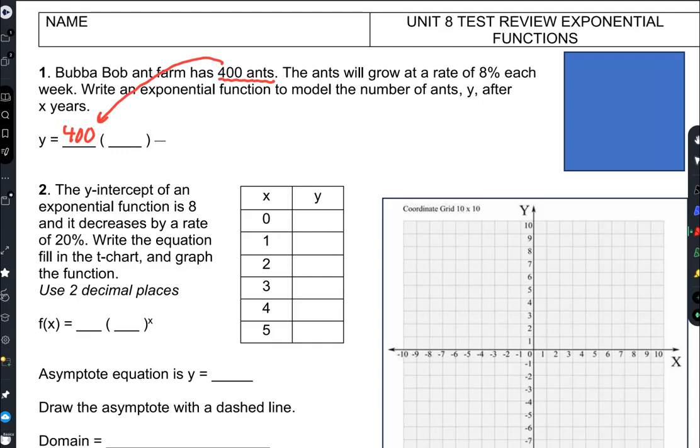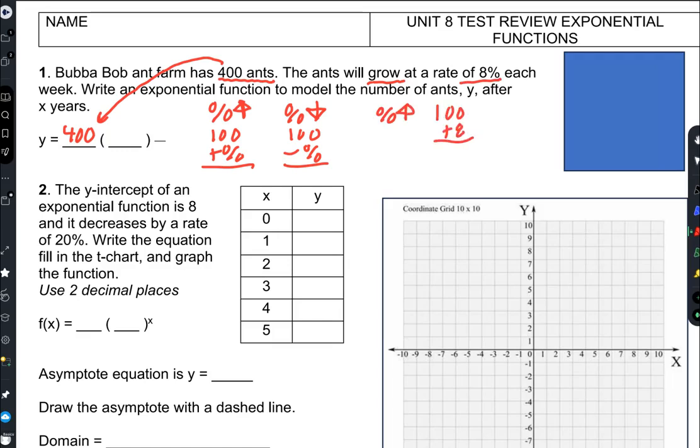Now then, remember, if you have a percent increase, you have to do 100 plus the percent. If you have a percent decrease, you got to do 100 minus the percent. Don't forget that. So right here, they are growing at a rate of 8%. So we got to take a percent increase. We're going to do 100 plus 8. You get 108%. If you move the decimal twice, that's going to be 1.08, which will be our common ratio.